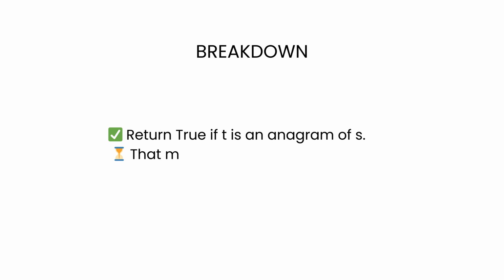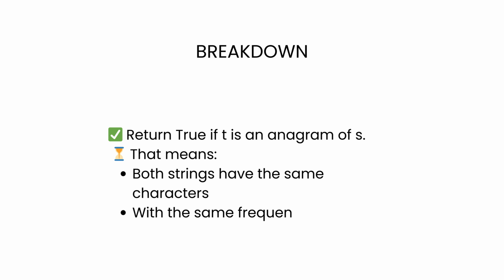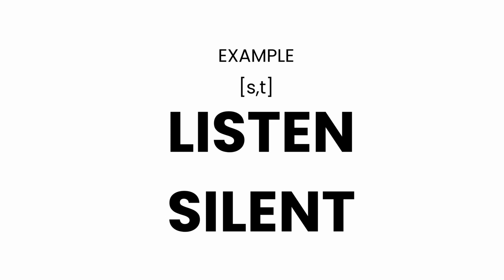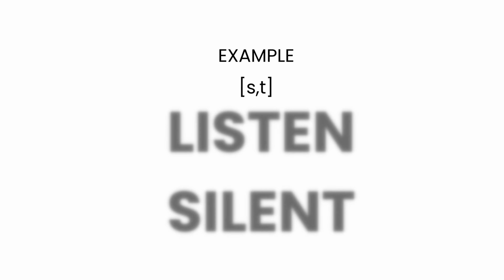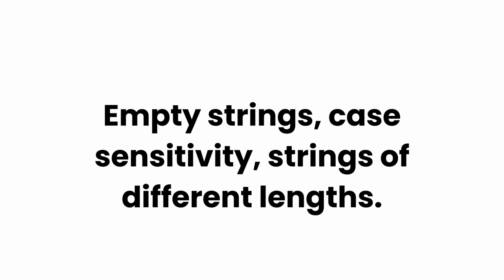Let's restate the problem. Given two strings, s and t, we need to determine if t is an anagram of s. That means both strings must have exactly the same characters with the exact same frequencies, but possibly in a different order. For example, listen and silent are anagrams. Edge cases: empty strings, case sensitivity, strings of different lengths.